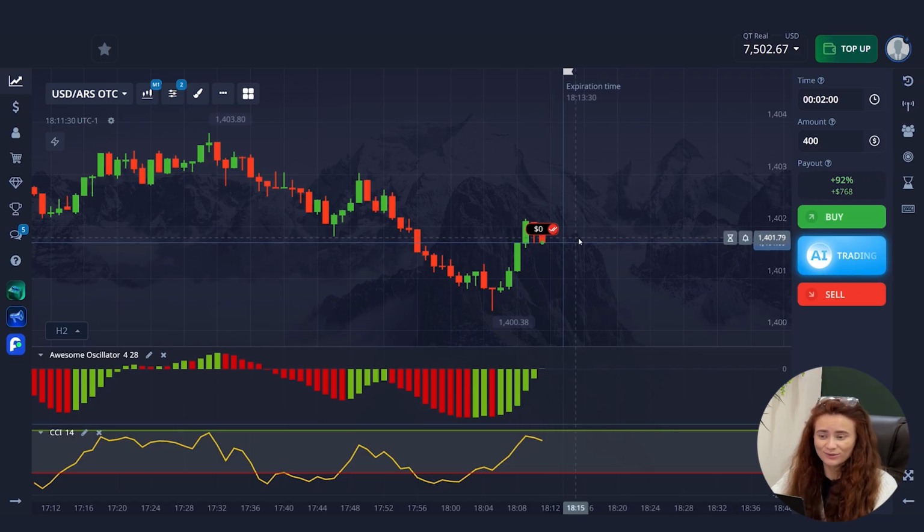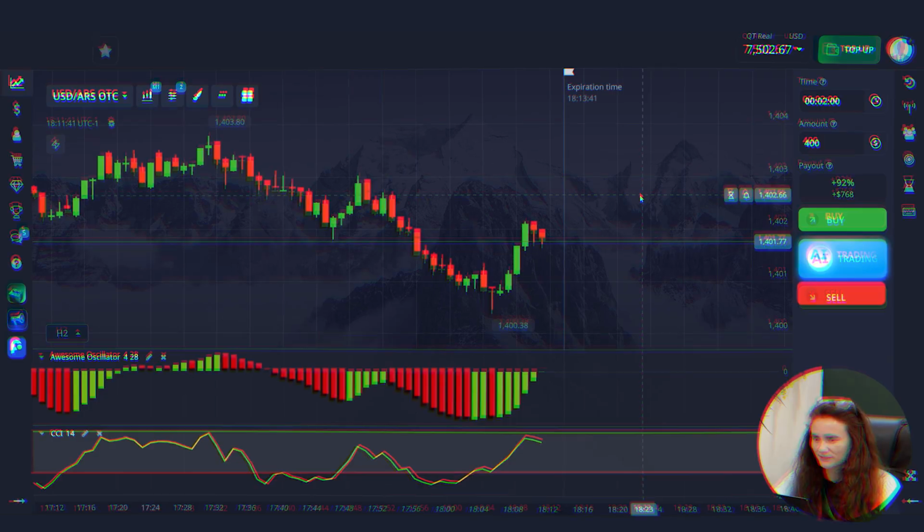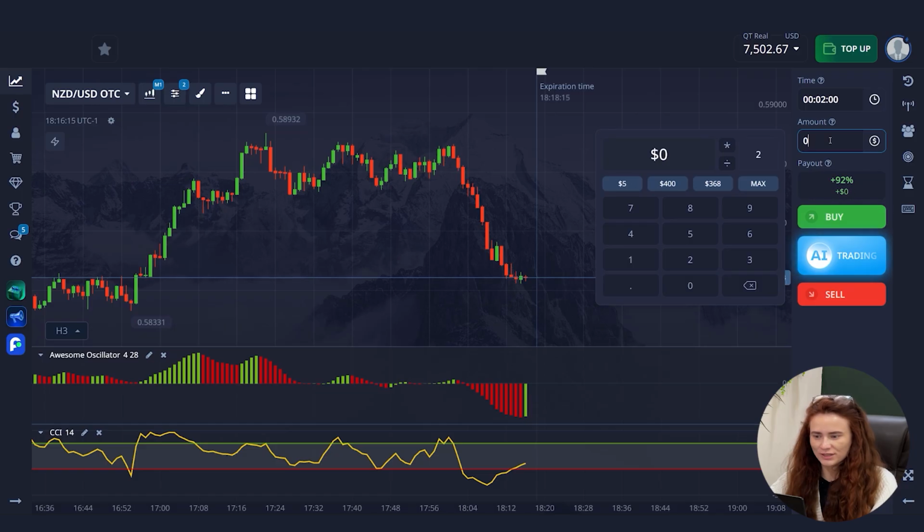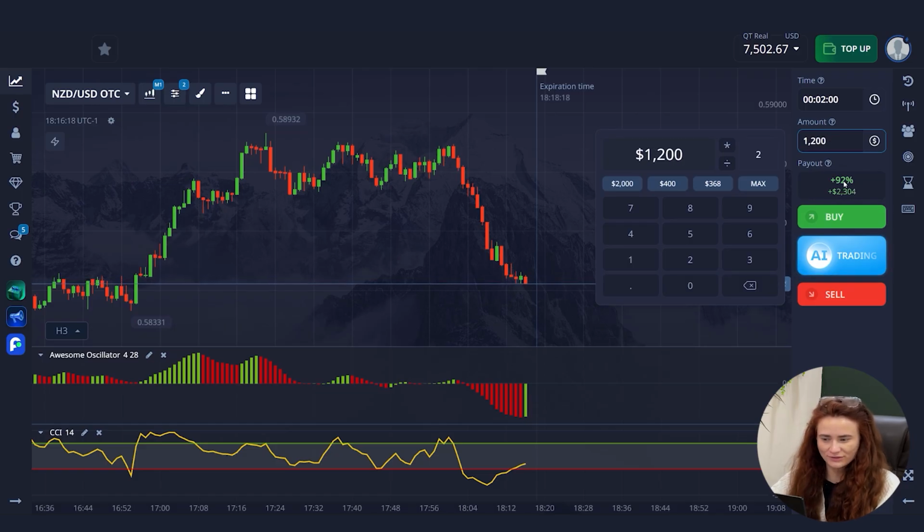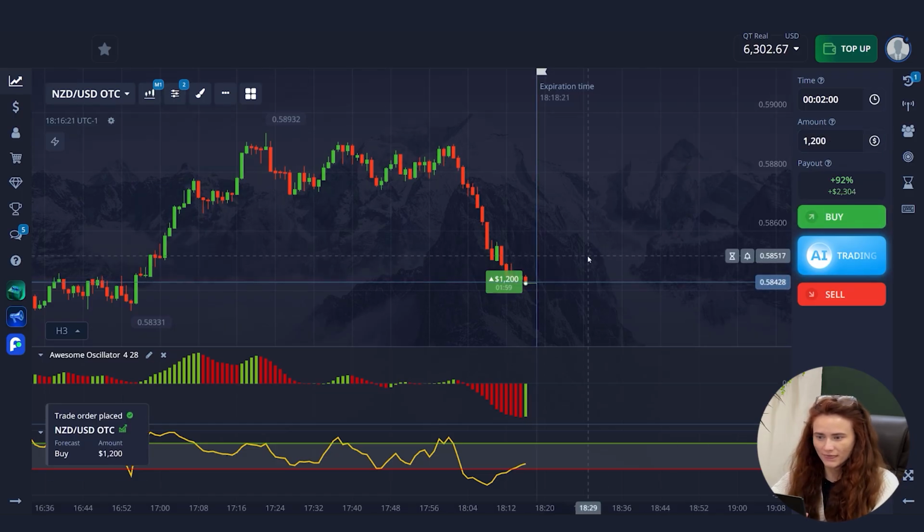Sadly, I lost. The price started to go down and I opened the trade at the very end of the uptrend, violating the basic rule. But I'll not worry that much because I think I can make up half of the loss. This time the amount of trading will be 1,200 and I think the price will increase, so I open a trade.